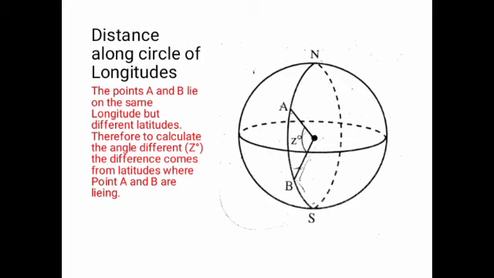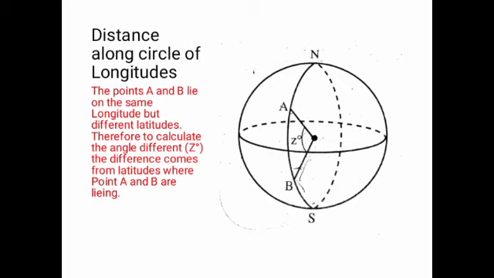That being said, you would notice that the same points A and B, they are lying on different latitudes. Therefore, this tells us that for us to calculate the distance along circle of longitudes, we always have to understand the angular difference between the latitudes where point A is lying and where point B is lying.